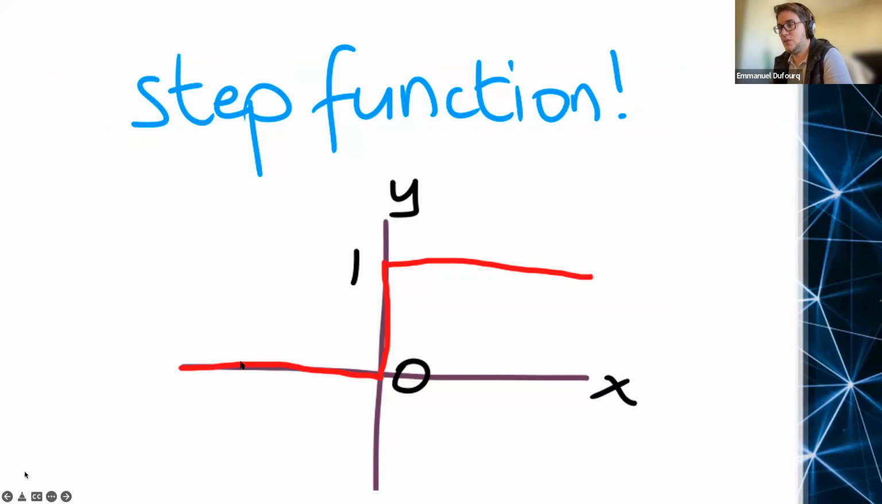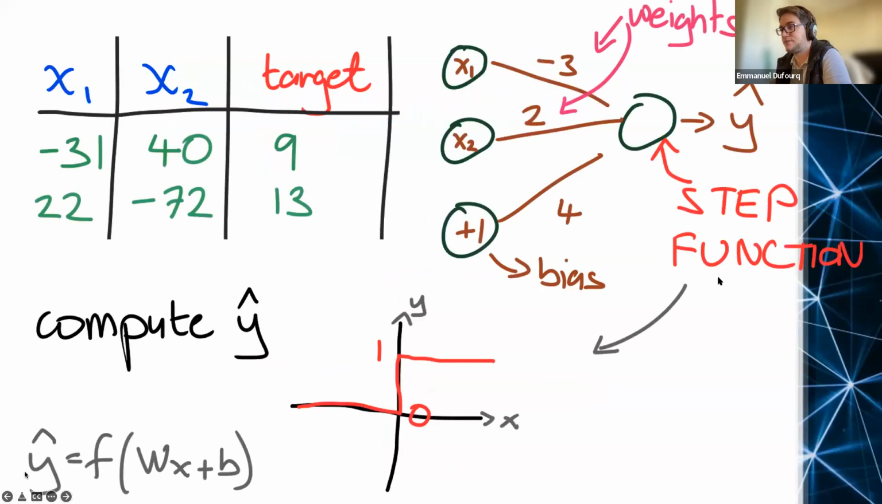If it was less than, we were outputting 0, but if it was greater than, we were outputting 1. So this is an example of an activation function. So if we have our data again, now we can compute the values of y hat using our activation function. And at the bottom here is the expression.